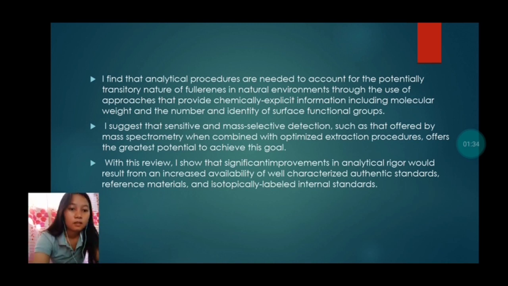I conclude that the full exploration of the mechanism behind fullerene toxicity in terrestrial environments clearly requires information about the molecular properties of fullerenes that may influence aggregation. This emphasizes the necessity for analytical protocols that are able to provide chemically explicit information, including molecular weight and the number and identity of surface functional groups.